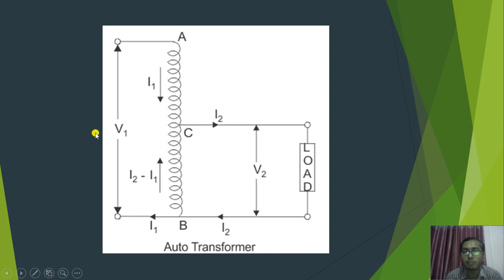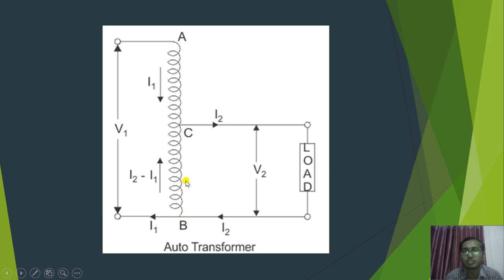We apply a voltage V1 at the primary side, and when we connect a load on the secondary side, the voltage V2 is produced across this load, and a current I2 starts flowing in the load. When this I2 flows back to the winding, I1 is returned to the primary side, and a current I2 minus I1 flows through the winding BC. So from A to C we have a current I1, which we call the primary current, and in the winding BC we have a current equal to I2 minus I1.